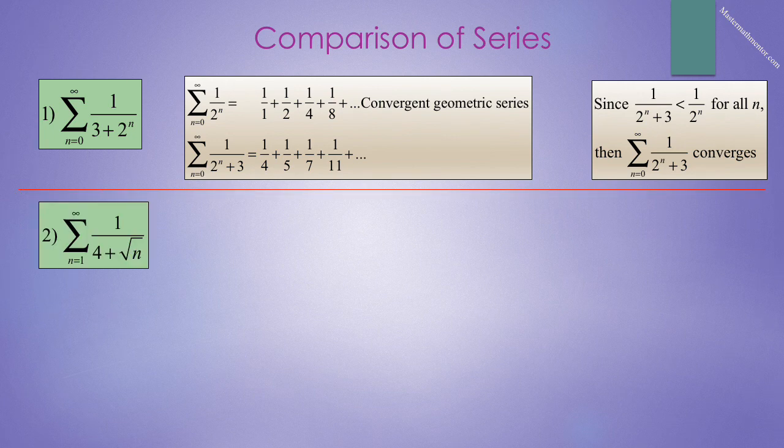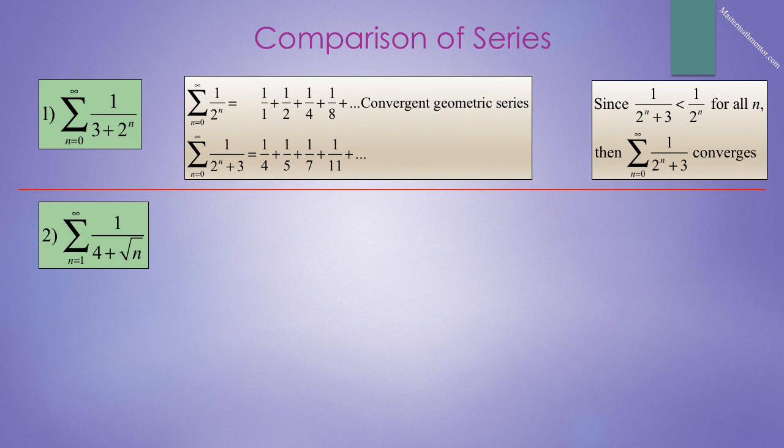Number 2, as we will see, is a little bit more difficult. We want to determine the convergence or divergence of the summation n equals 1 to infinity of 1 over 4 plus the square root of n. Again, this passes the nth term test, as the limit as n approaches infinity of 1 over 4 plus the square root of n is 0, so it could converge.